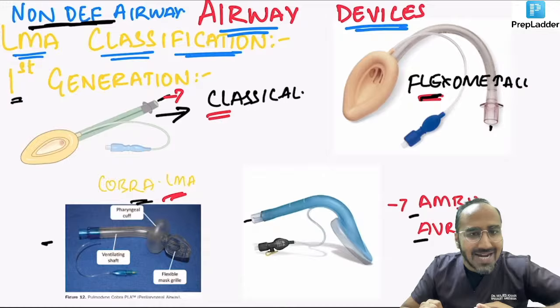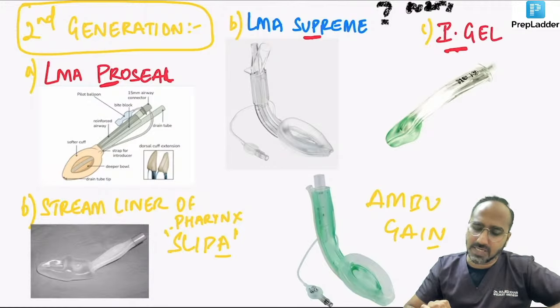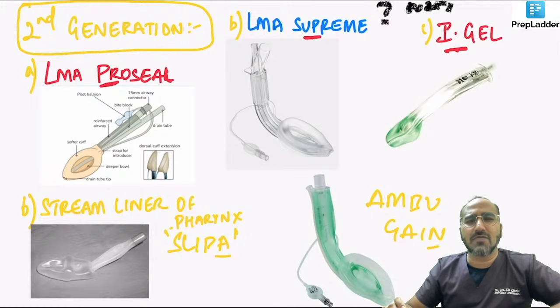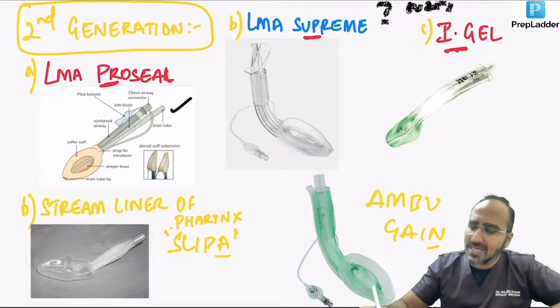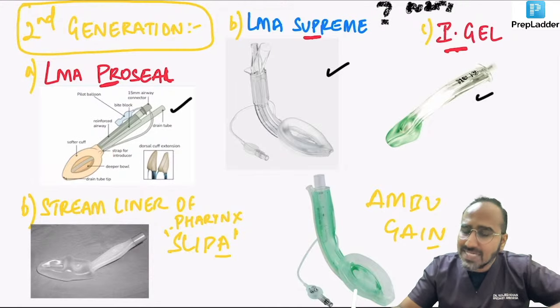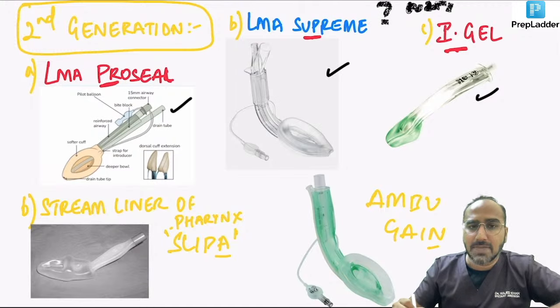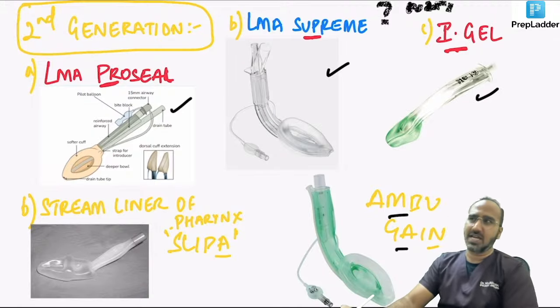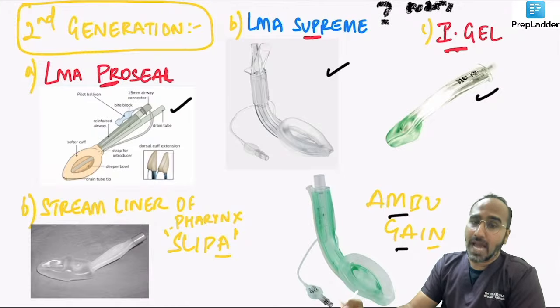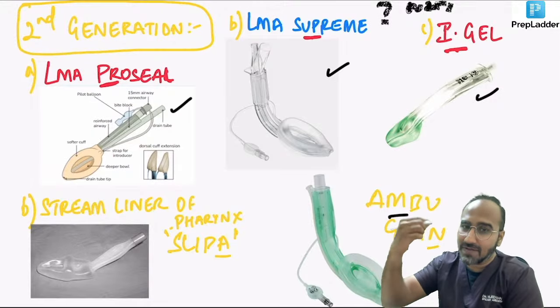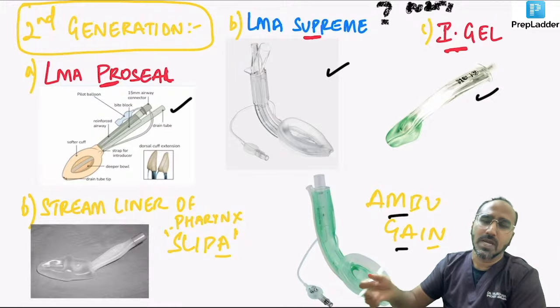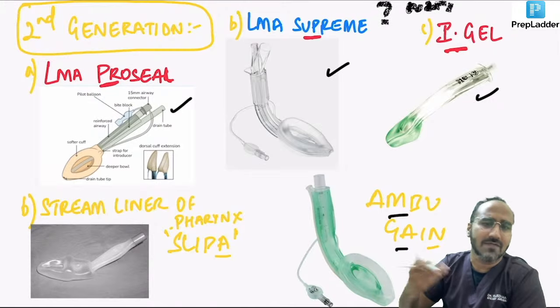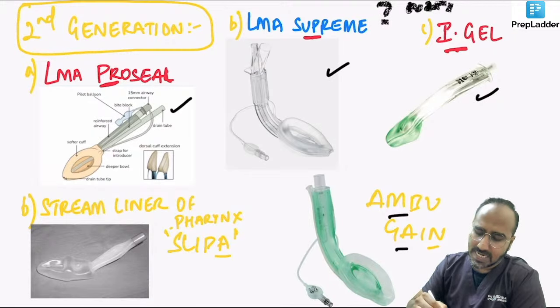One more port was added to this LMA and it became the second generation LMA. In second generation LMA, what do we have? LMA ProSeal is there, LMA Supreme is there, iGel LMA made up of silicone, which is called iGel LMA, SLIPA, Streamliner of pharynx, and Ambu Gain is there. Remember, Ambu Aura 40, it's a company name. It is first generation. Again, it was asked. That's why I have included. Ambu Gain is a second generation LMA where you have an additional port through which you can put a Ryle's tube. In all these LMAs, you can put a Ryle's tube and deflate the stomach. Those are second generation LMAs.